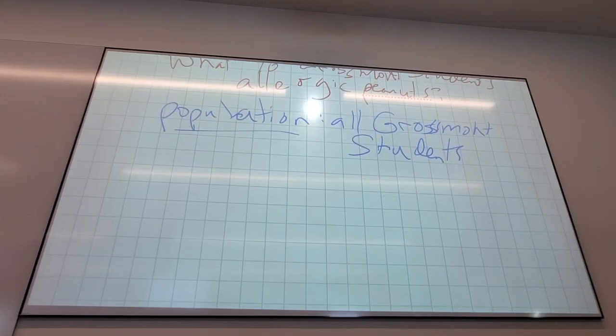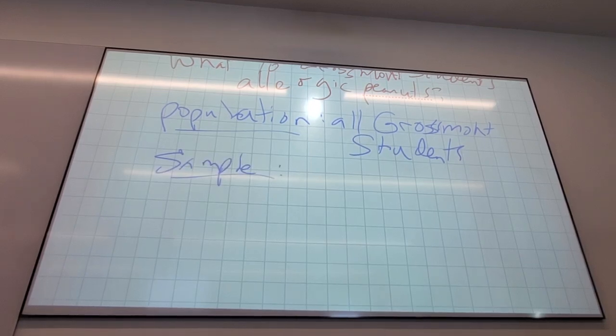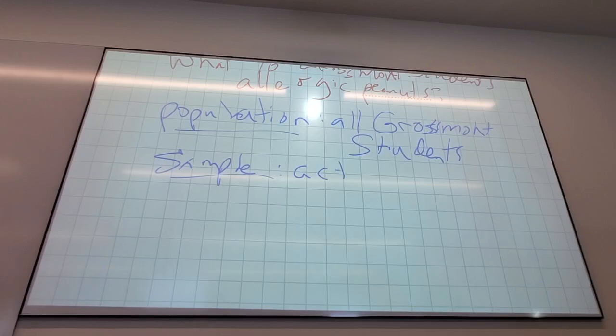So the population is all Grossmont students. We don't have time or resources to talk to every single Grossmont student. So what do we do in that case? We take a sample. And the sample will be the actual students we talk to, the actual group analyzed.